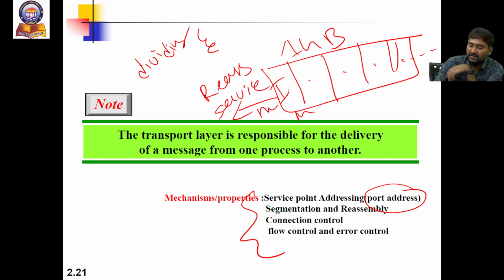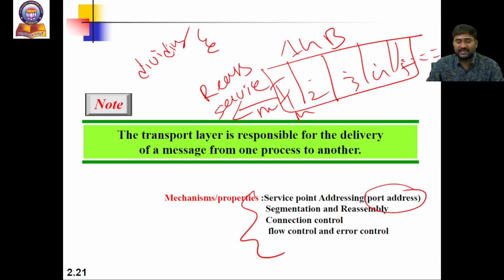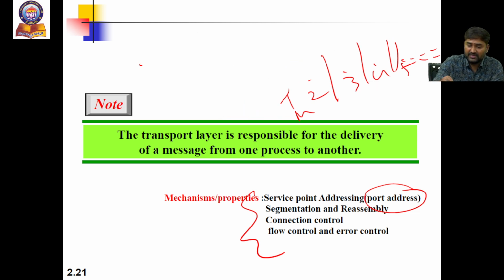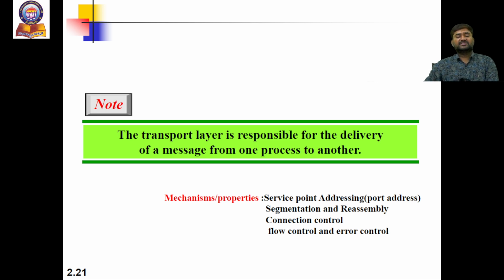Service number 1, 2, 3, 4, 5, 6, and so on, because it's easy to reassemble. Segmenting is nothing but dividing. When I'm dividing, I'm giving the service numbers, like 1, 2, 3, 4, 5. These service numbers help us to reassemble at the receiving side. I'm segmenting at the sender side, and I'm reassembling at the receiver side.